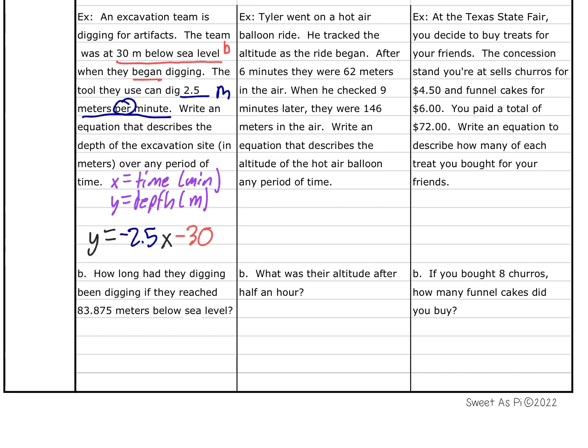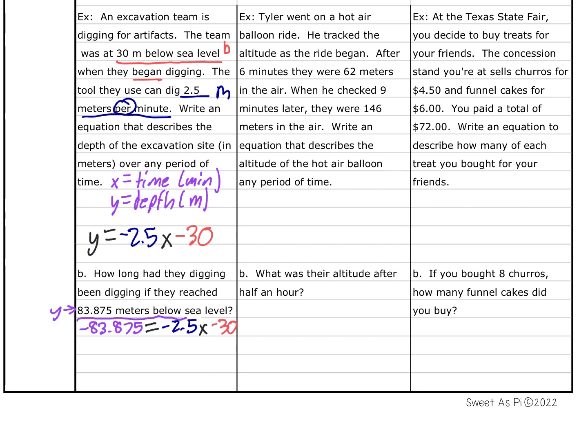Now let's try part B. How long had they been digging if they reached 83.875 meters below sea level? Well, 83.875 meters below sea level is a depth. Therefore, that is going to be our y value. We are going to replace y with negative 83.875. So negative 83.875 is equal to negative 2.5x minus 30.